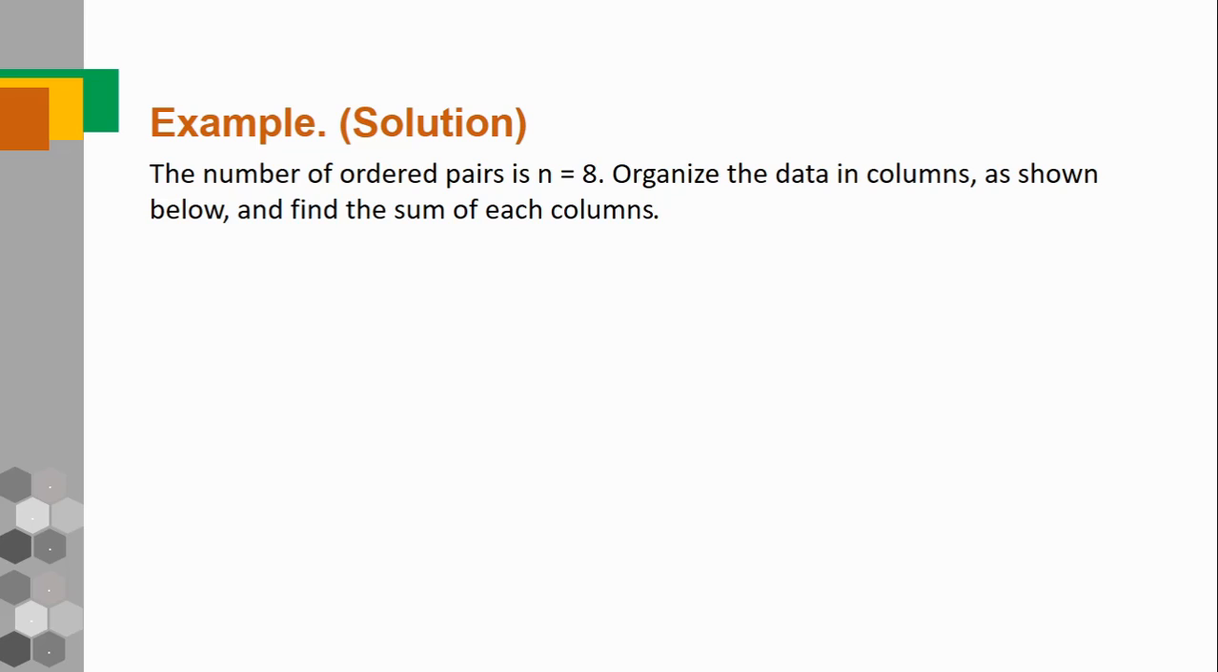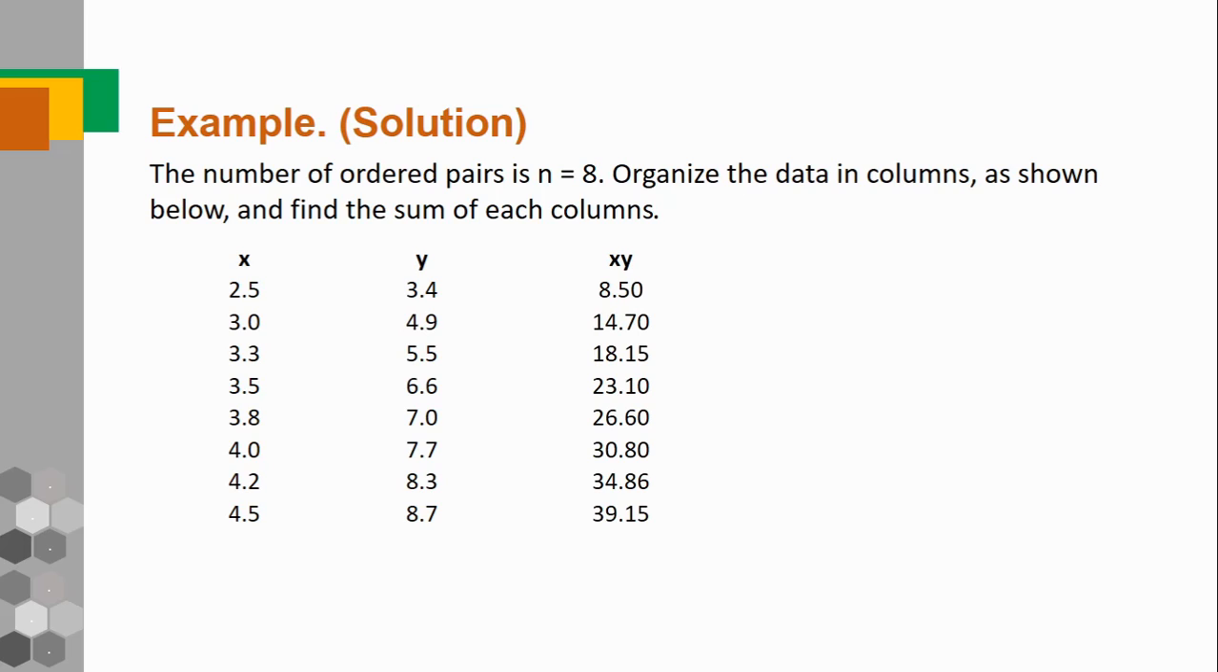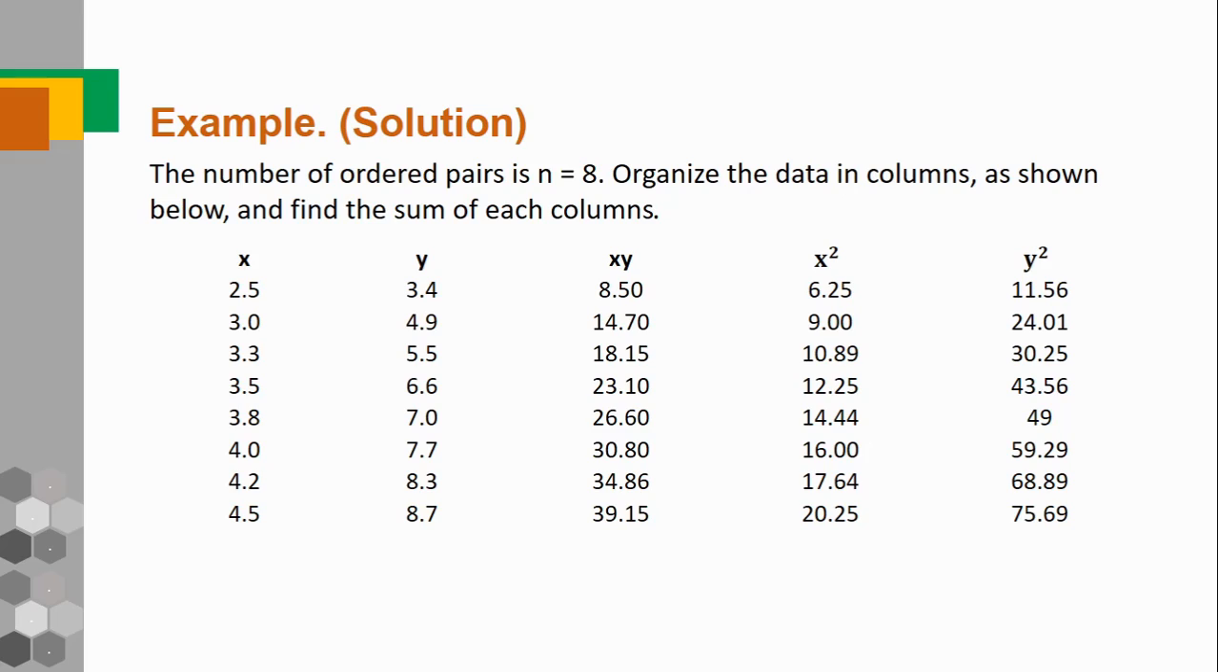First, let's organize the data in columns as shown below and find the sum of each column. First, write down the values of x and y based on the given ordered pairs. Then, multiply the values of each ordered pair x and y and add another column for it. So we have another column for x times y. Then add another column for x squared. That is, we need to take the squares of all the x's. And lastly, we also need to add a column for y squared. That is, we need to take the squares of all the y's.